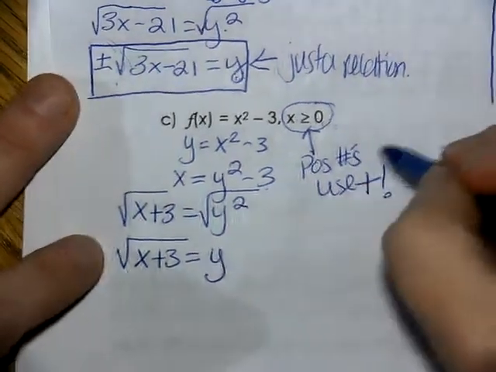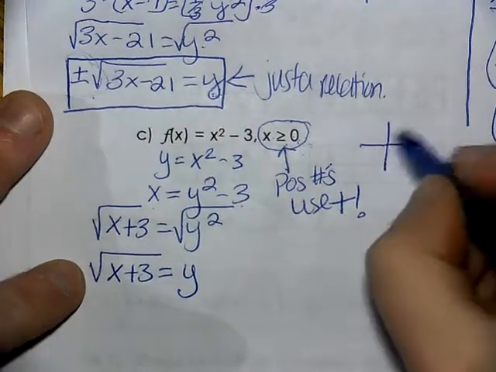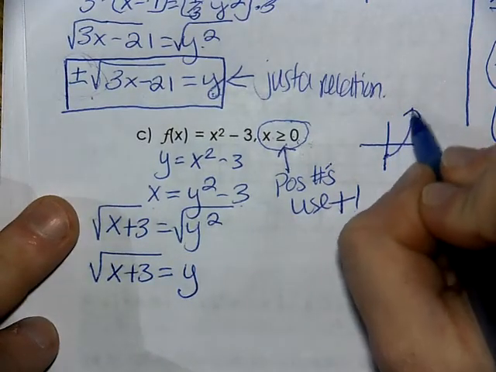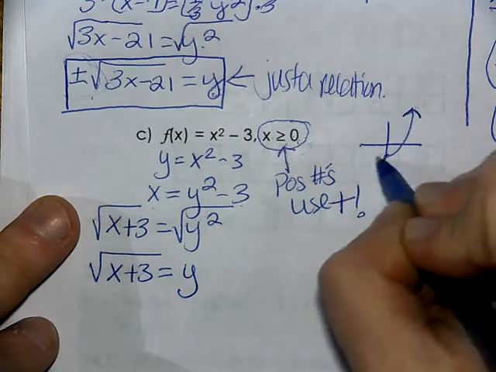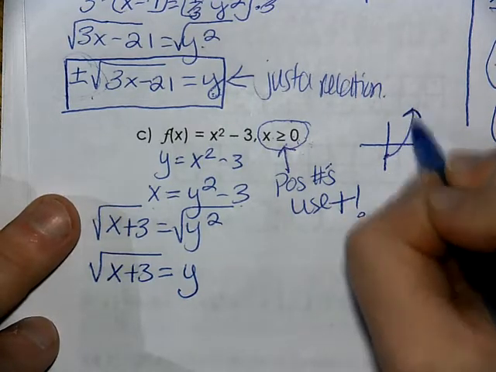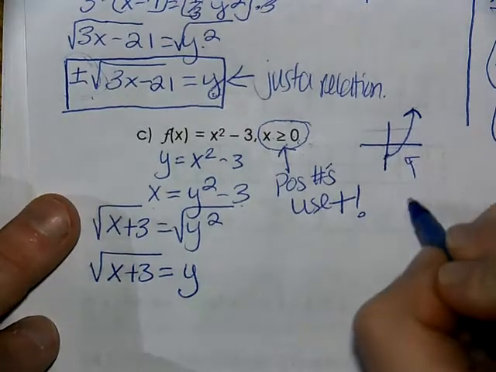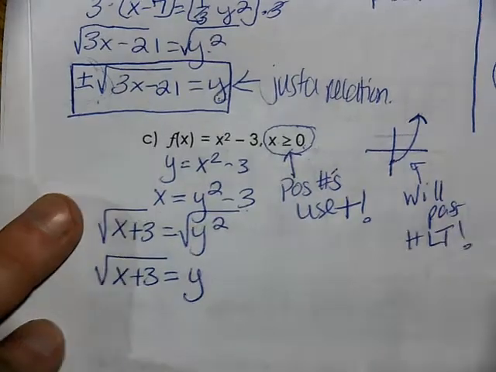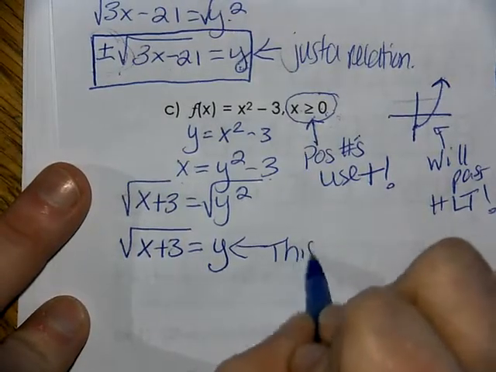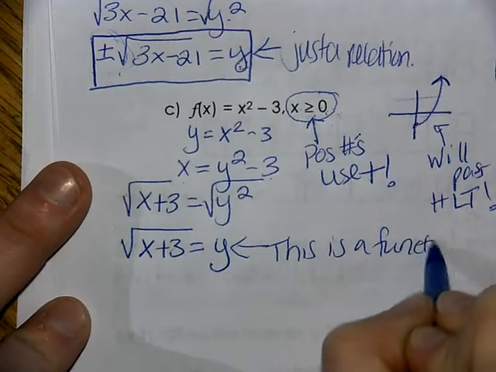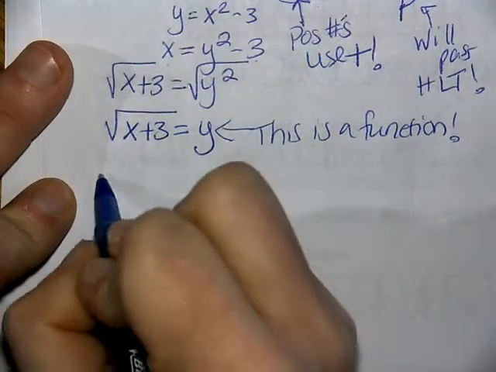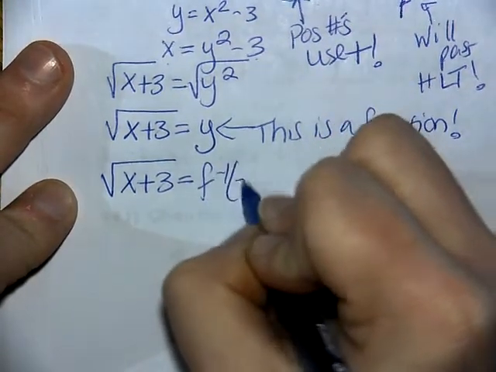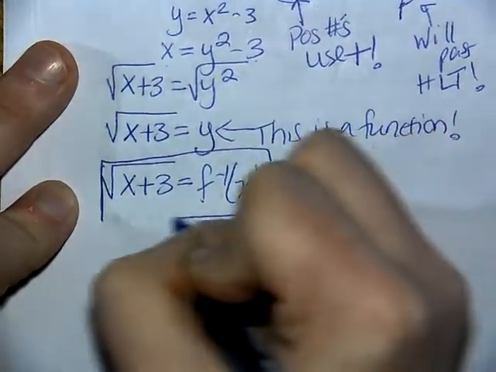And now we decide if this is a function. So x squared minus 3 is going to look like this. These are all of our values of our parabola where x is greater than or equal to 0. And this is our parabola. And this will pass the horizontal line test. So therefore, this is going to be a function. So therefore, we're going to rewrite this as square root of x plus 3 is equal to f inverse of x. And that is our answer.